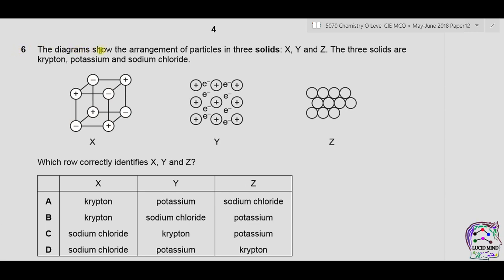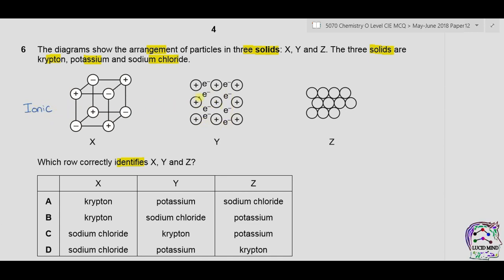Question 6. The diagrams show the arrangement of particles in 3 solids. We have X, Y and Z. The 3 solids are krypton, potassium and sodium chloride. Which row correctly identifies X, Y and Z? Now looking at the structures of X, Y and Z, we can see that in X we have opposite ions. One is positive ion which is surrounded by negative ion. So this is the crystal lattice or the ionic lattice of ionic compound.